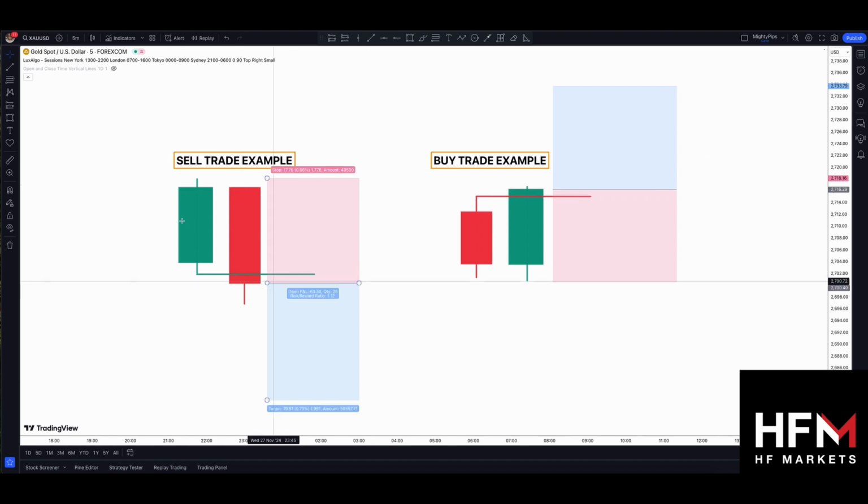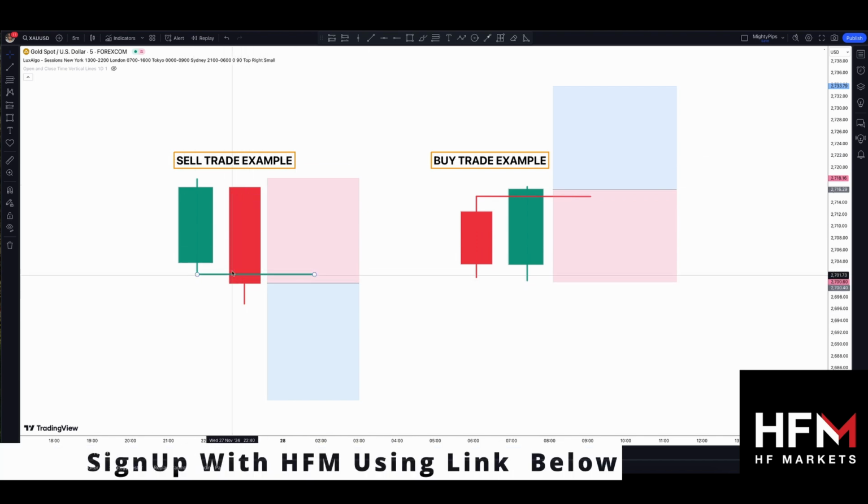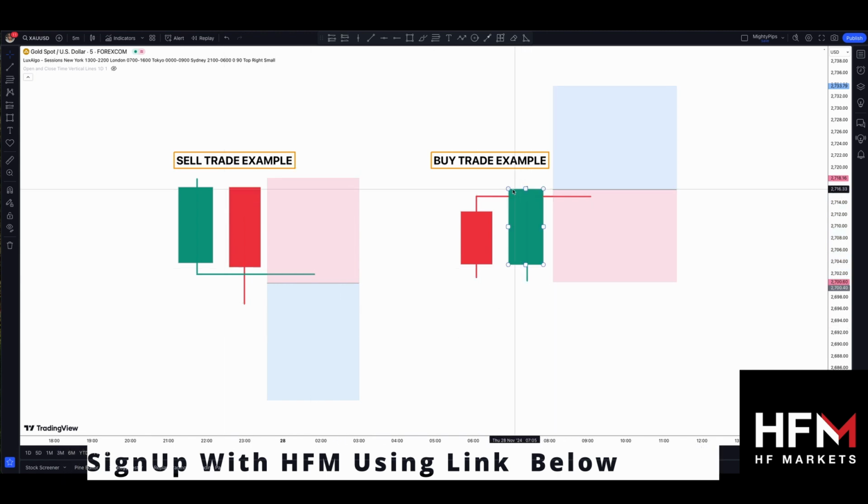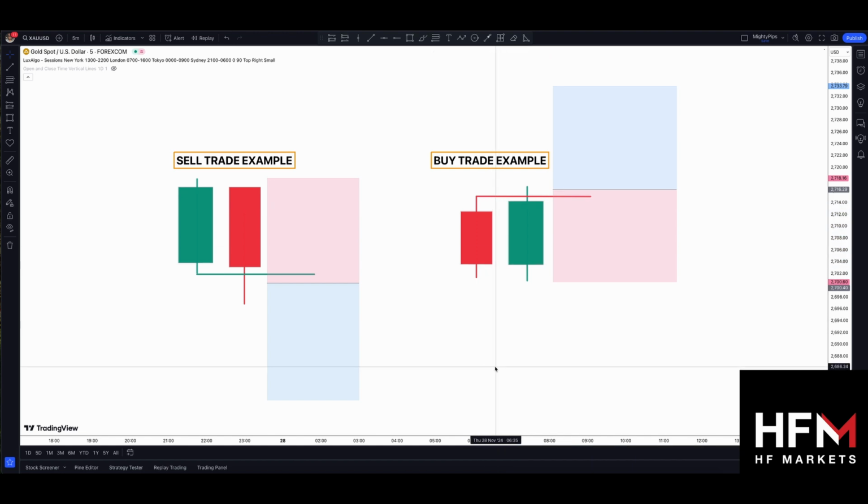And in this case for a sell, don't take a sell trade if the candle closes above the previous bullish candle's low. For example, if this candle closed like this, that trade does not work. Or if this bullish candle closed like this, that trade does not work. You want these candles to break and close below the previous candle's low, and you want this bullish candle to break and close above the previous bearish candle's high.